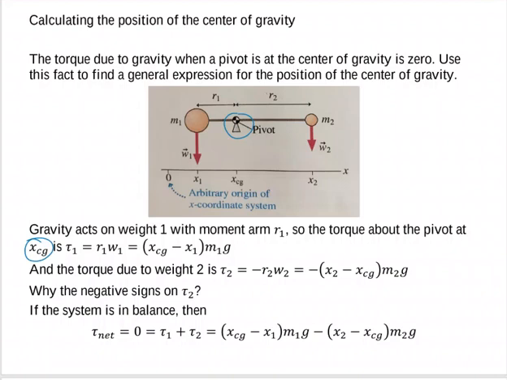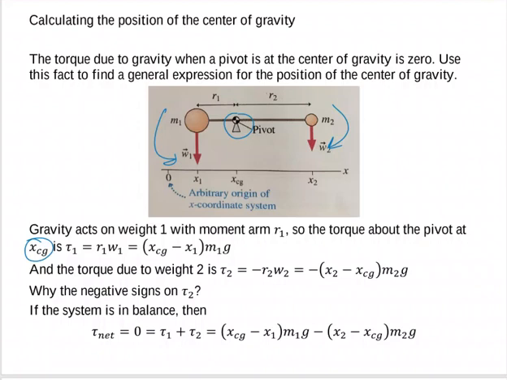And so we can simplify it using this notation here: equals XCG minus X1 times M1G. Then the torque due to weight 2 is going to follow similar logic. Torque 2 equals negative R2, since this one is trying to turn us this way, and the other one is trying to turn us this way. So we have a counterclockwise, and the other one is clockwise, okay?